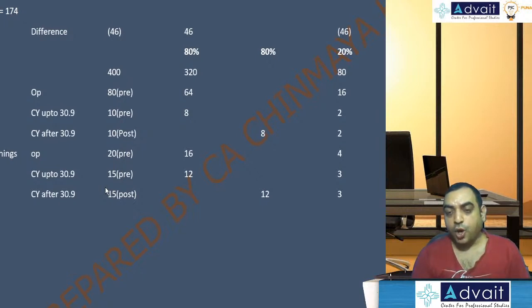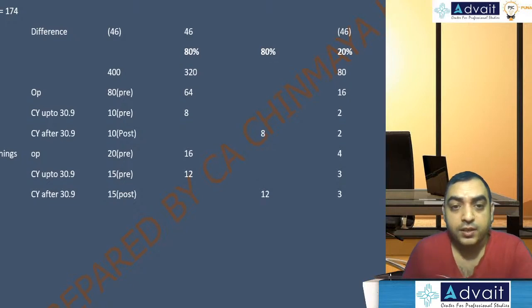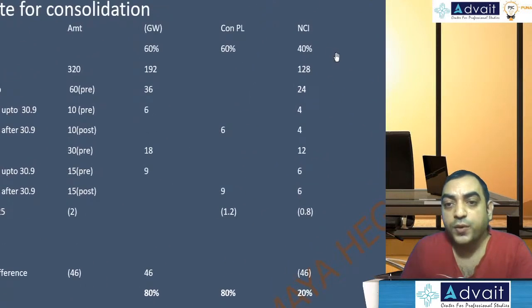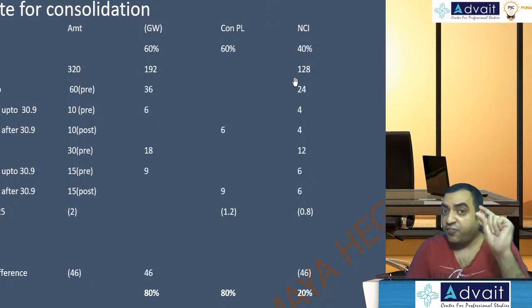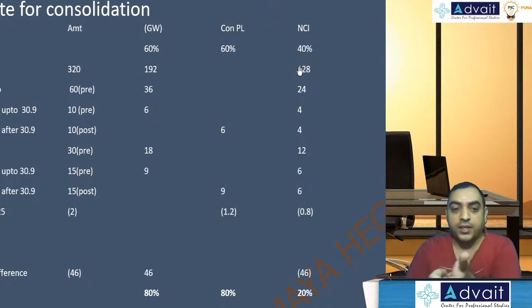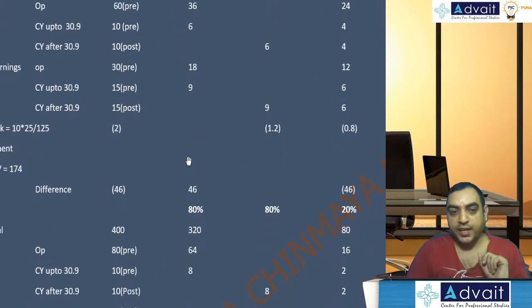Rangesh Padri is asking, sir, how is the fair value of NCI 128? They said fair value equals face value. What is face value? Share capital. Share capital is 128, and share capital is face value only. So I have taken 128. If they had given some other market price, I would have taken number of shares multiplied by market price. Hope you got that clarity.